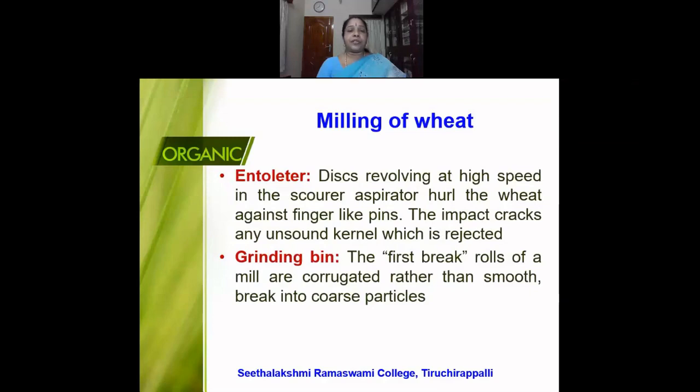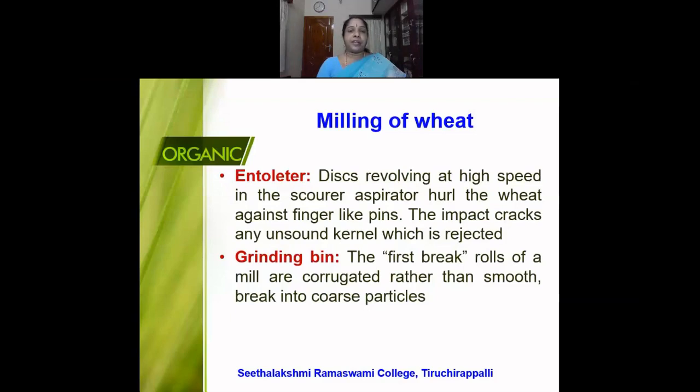Next, the wheat passes to the entoleter, a machine called an entoleter. In the entoleter, there are discs revolving at very high speed, which hurl the wheat against finger-like pins. During the rotation of the discs at high speed, the wheat is thrown against the finger-like pins, and in the impact, that is in the pressure, it will crack and the unsound kernels will be rejected.